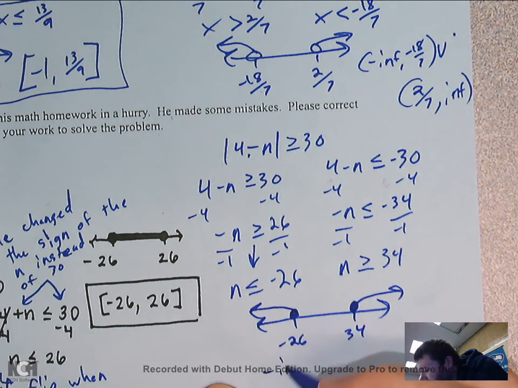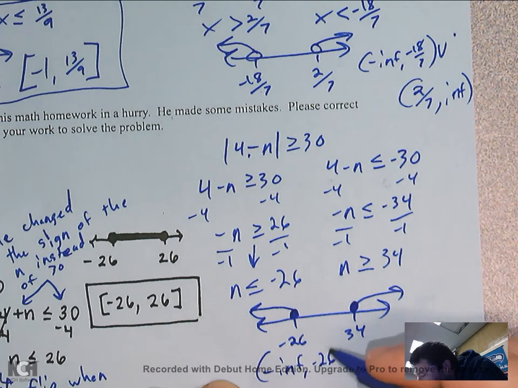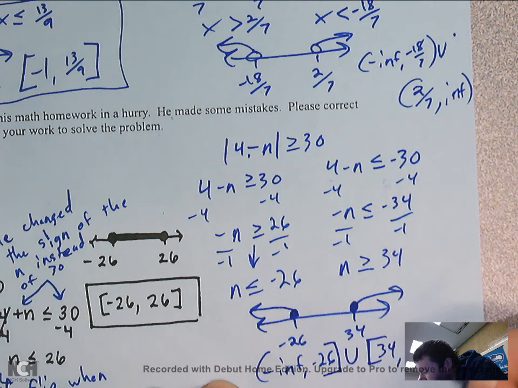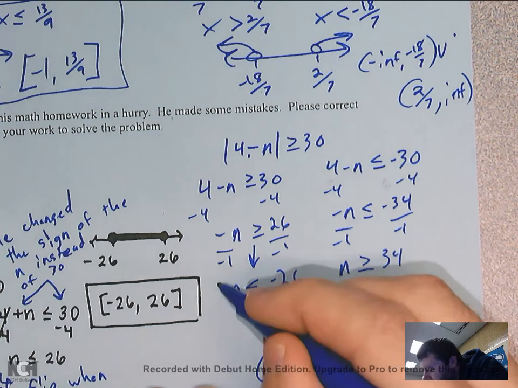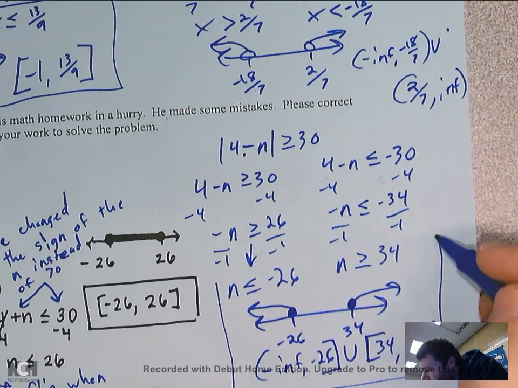And then you'd have negative infinity, negative 26. Infinities always have a parenthesis. Bracket u, bracket 34, infinity. And that would be the correct answers for this problem.